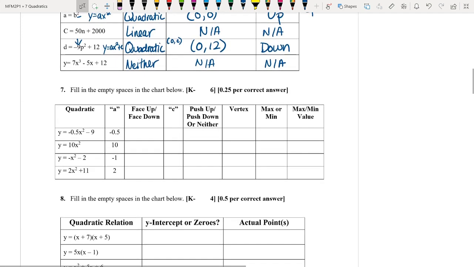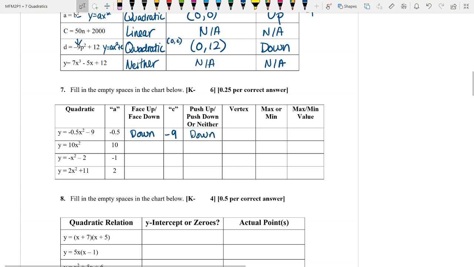Now we can do question number 7, which says fill in the empty spaces in the chart below. So in this we have quadratic y equals negative 0.5 x squared minus 9. A is negative 0.5, and that means that it faces down. C is negative 9. And this means that it pushes down 9. So we can put push, or we can just write down.